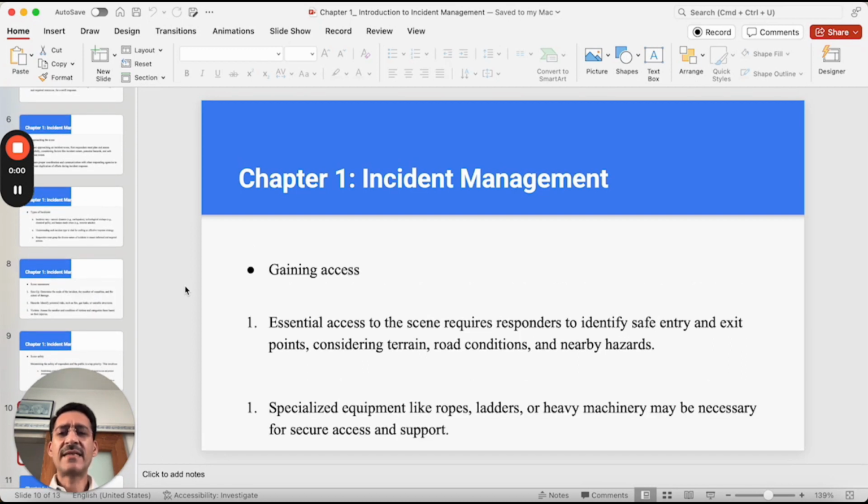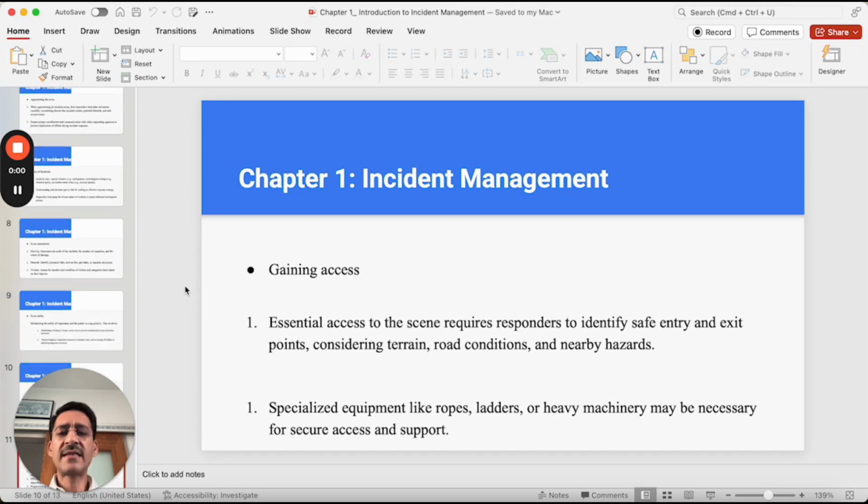Gaining access. Access to the scene requires responders to identify safe entry and exit points, considering terrain, road conditions, and nearby hazards. Specialized equipment like rope, ladders, or heavy machinery may be necessary for secure access and support.